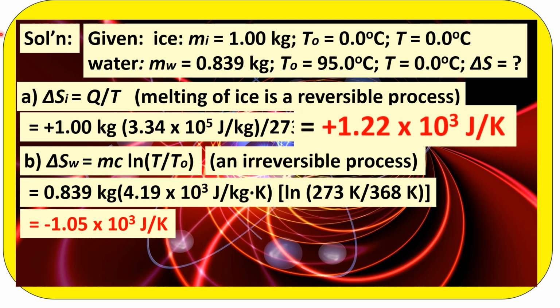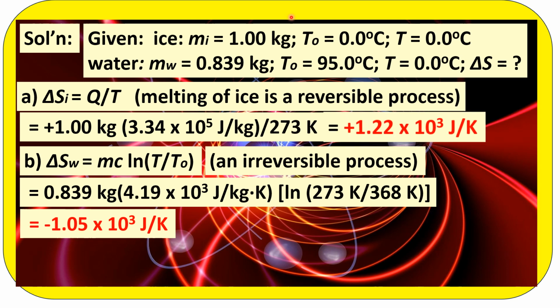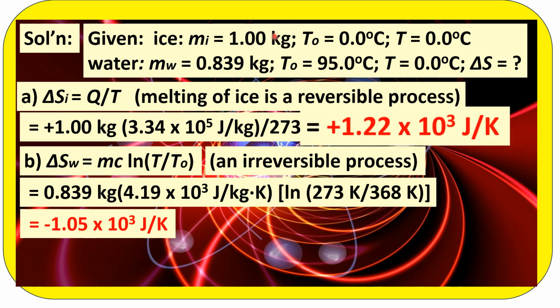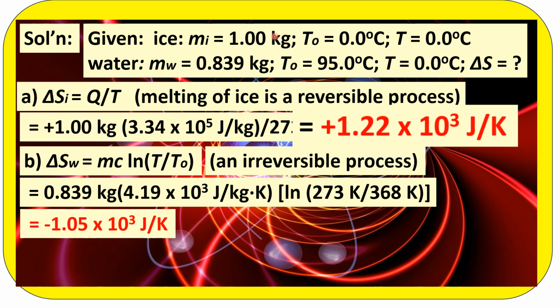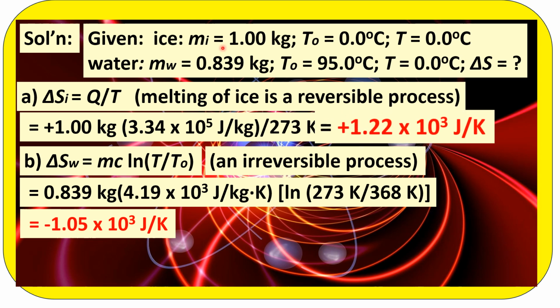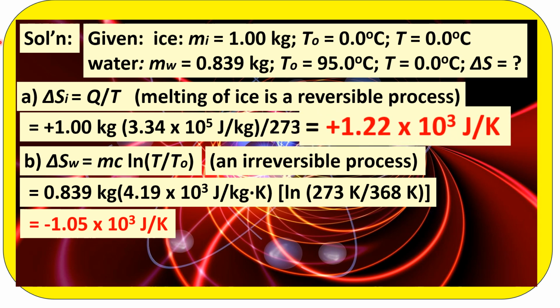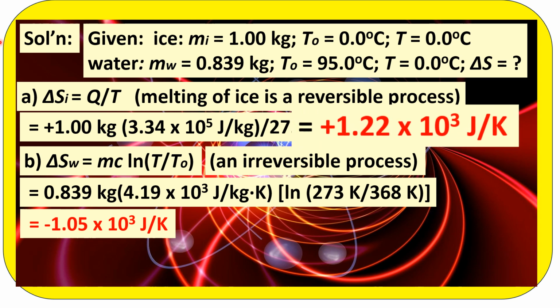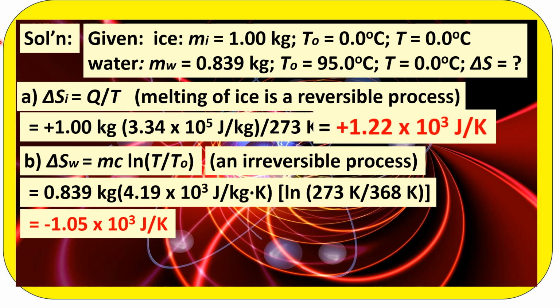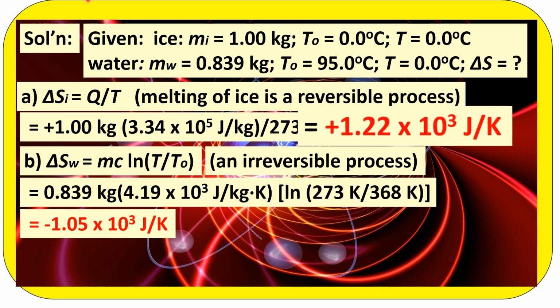Why the negative sign came out? Because of the result of getting the natural log of a number that is less than 1. If you divide 273 Kelvin by 368 Kelvin, it will be a fraction less than 1. And the natural logarithm of a number less than 1 will result to a negative value. All right? So that's why we get here a negative delta S.